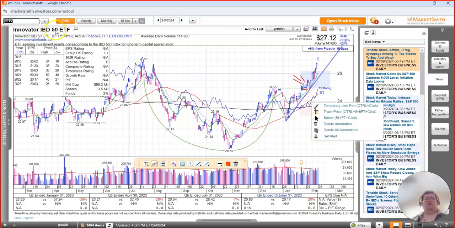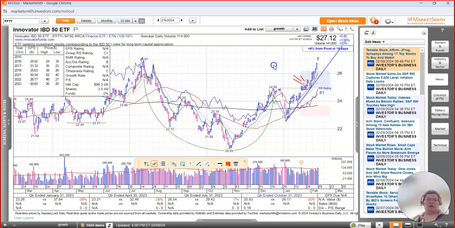When you talk about growth, the IBD 50 is really a leading indicator of growth stocks, and when growth stocks move, that's when the market really starts to move. It's 7 sessions ago, so 1, 2, 3, 4, 5, 6, 7. So 7 sessions, and now it has accelerated. You can see it's quite extended, and it did break to a new high, at least since last year, and you can see that breakout.